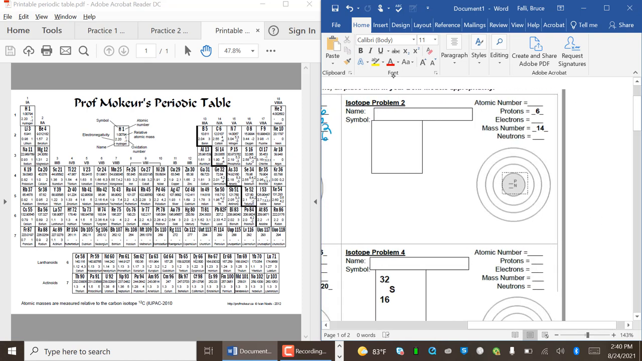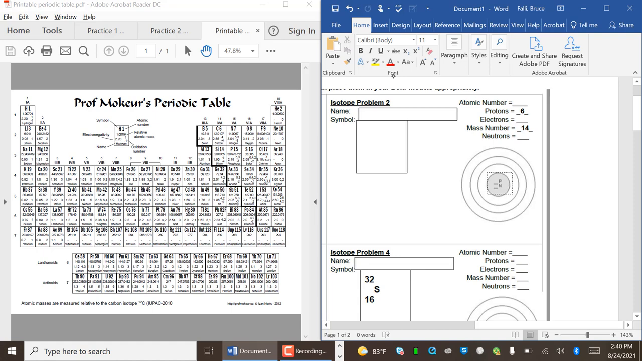Problem number 2. Uh-oh. They've shuffled it around. My protons are 6. Protons are this big bold number right here. So that number of protons, you know, protons equal atomic number. 6 is this guy right here. So that means it's going to be carbon again. And remember that carbon gets a dash with its mass.